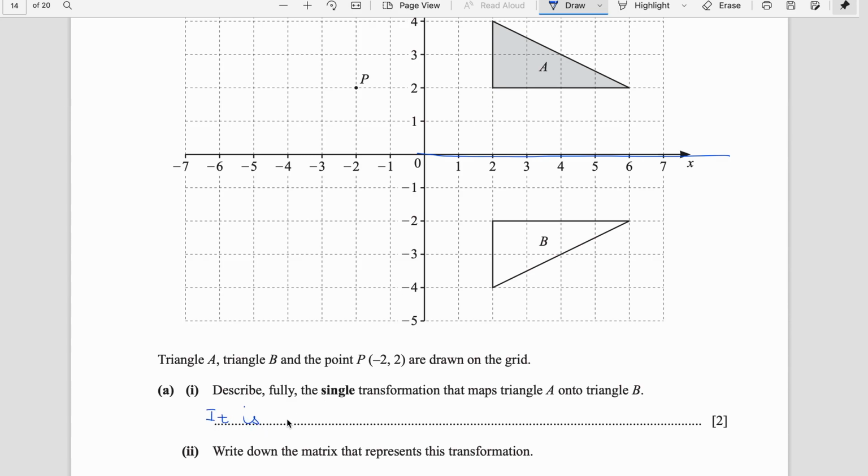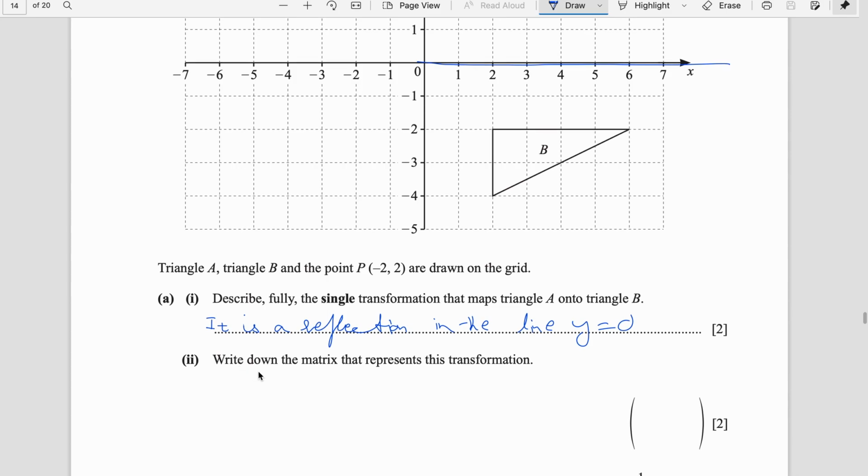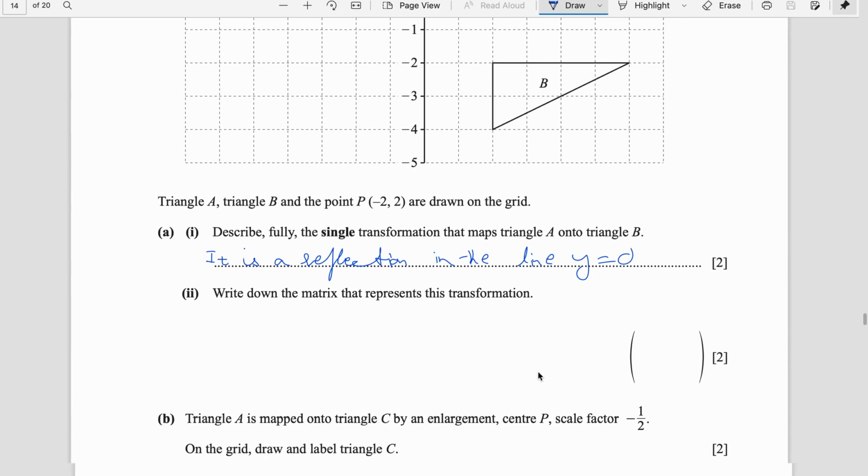So it is a reflection in the line y equals 0. Write down the matrix that represents this transformation.